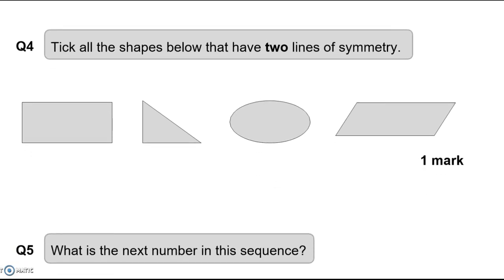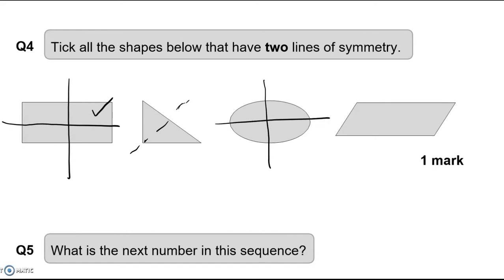Tick all the shapes below that have two lines of symmetry. So we've got this rectangle first, which has two lines of symmetry. The triangle doesn't have two lines of symmetry. There is just one. The oval does, whereas this parallelogram doesn't. So those two shapes have two lines of symmetry.